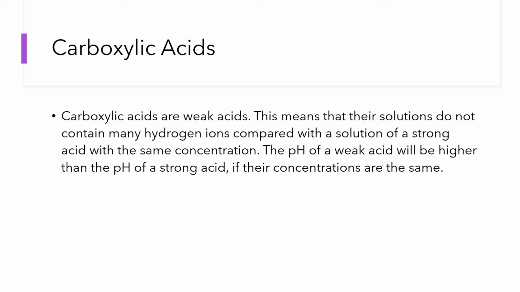Carboxylic acids. Carboxylic acids are weak acids. This means that their solutions do not contain many hydrogen ions compared with a solution of strong acid with the same concentration. The pH of a weak acid will be higher than the pH of a strong acid if their concentrations are the same.